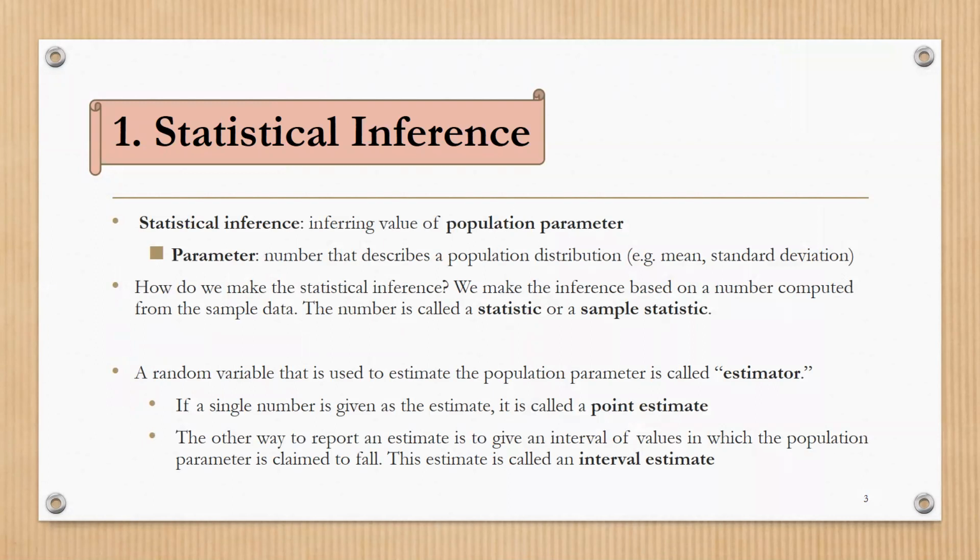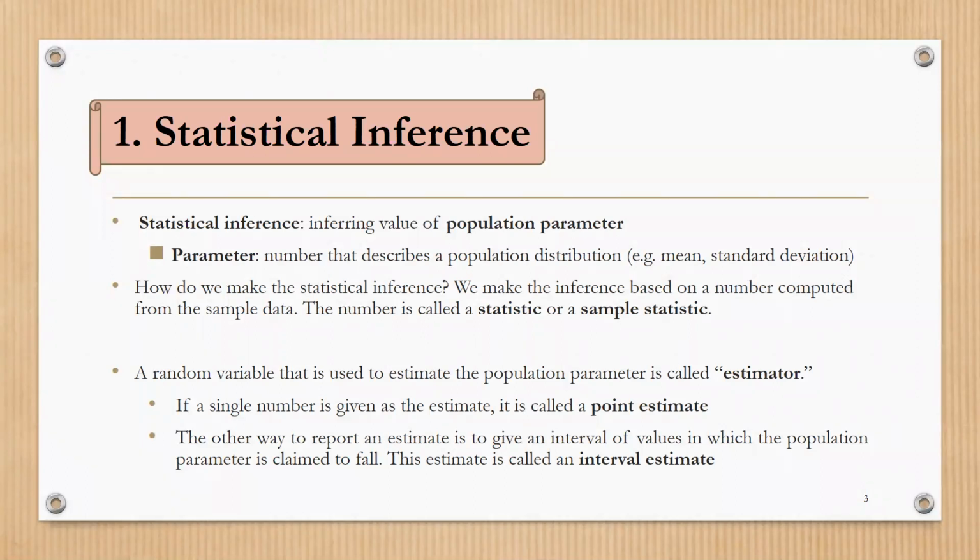First of all, statistical inference is about inferring the value of a population parameter. A parameter is a number that describes a population distribution, such as the mean or standard deviation. How do we make the statistical inference? We make the inference based on the number computed from the sample data. The number is called a statistic or a sample statistic.